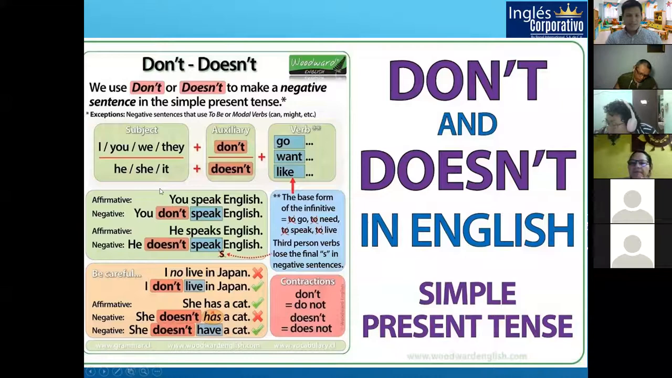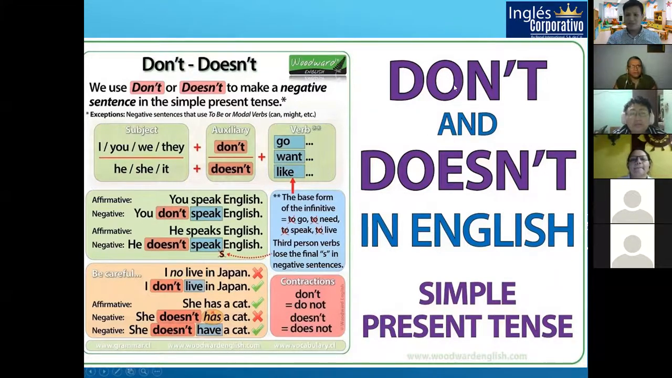¿Cómo así? Imagínense que usted dice, soy un doctor. ¿Cómo diríamos eso in English? I am a doctor. Okay, very good. No soy un doctor. I don't a doctor? I am not. I am not a doctor. Okay, very good. What happened here?